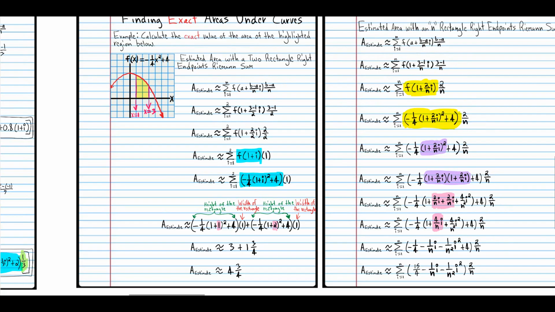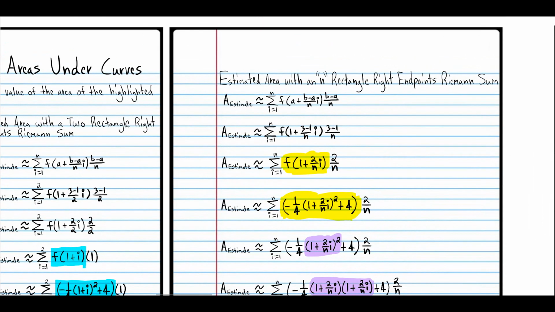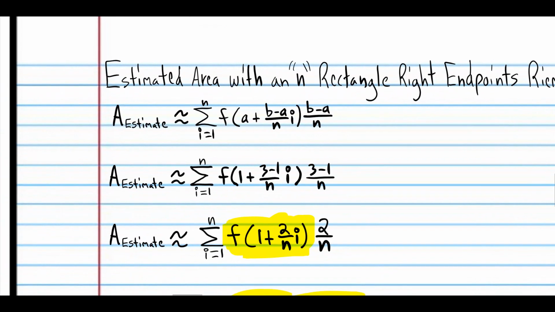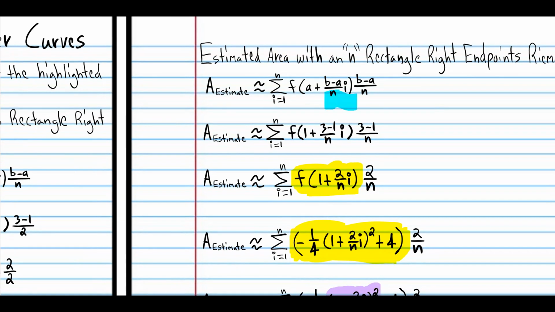But now let's find an estimate for the area using n rectangles. What does that mean? Well, that means we're just going to let n be n. We don't know how many rectangles we're going to use. We could use 2, we could use 5, we could use 80, we could use 1,000,000,000,000 rectangles. But we're just going to let n be n.